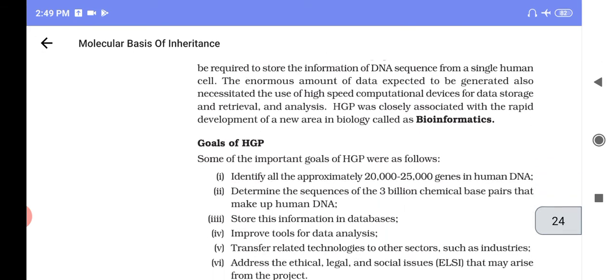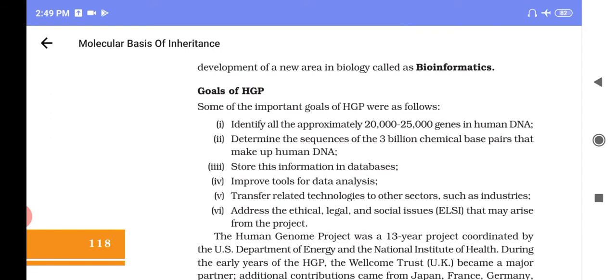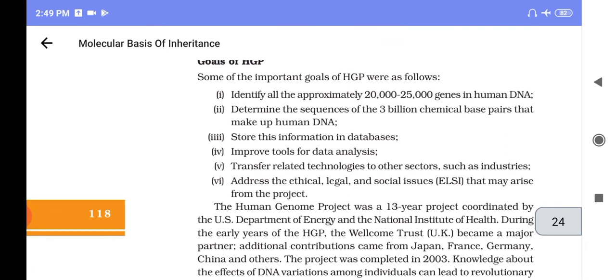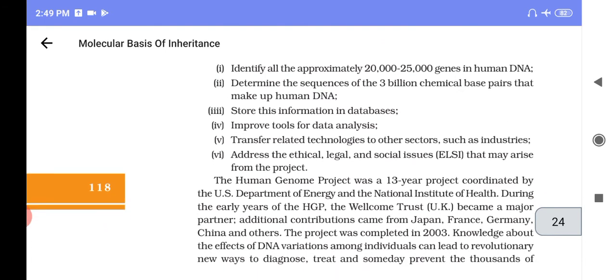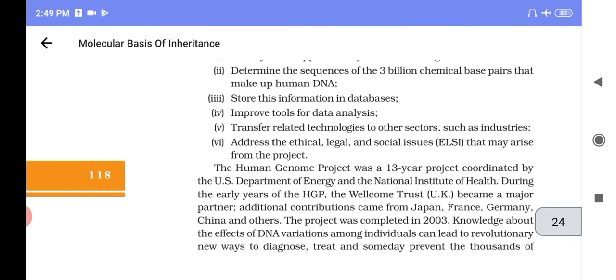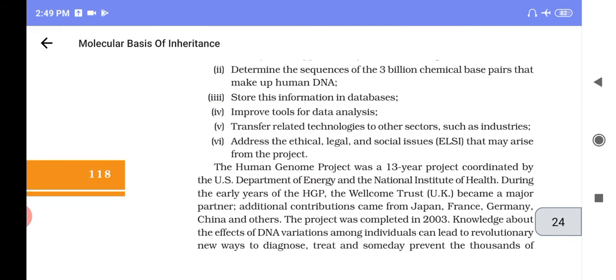Goals of the Human Genome Project. Some of the important goals of the Human Genome Project were as follows: identify all the approximately 20,000 to 25,000 genes in human DNA, determine the sequences of the 3 billion chemical base pairs that make up human DNA, store this information in databases, improve tools for data analysis, transfer related technologies to other sectors such as industries, and address the ethical, legal and social issues that may arise from the project.